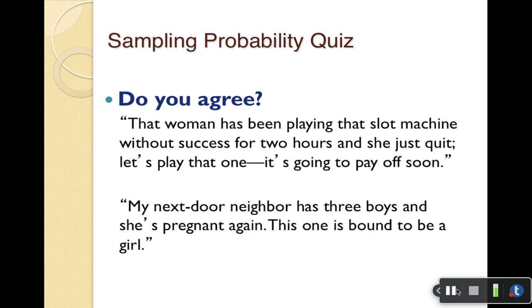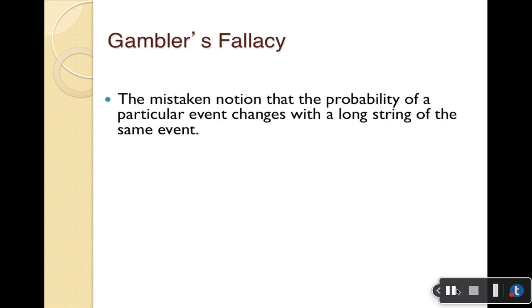Same thing with the second example. My next door neighbor has 3 boys and she's pregnant again. This one's bound to be a girl. Well, from a probability standpoint, the odds of having a boy versus a girl have not changed. Those are independent of what children you've had before. So it doesn't really matter how many kids you've had and what their gender is. You have the same chances of having a boy versus a girl.